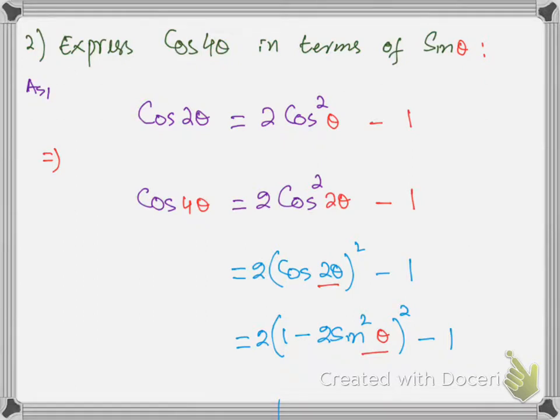Express cos 4 theta in terms of sin theta. Now this is one of the most important examples, because we have to convert cos 4 theta in terms of sin theta. First we will convert cos 4 theta in terms of cos 2 theta. First we will use cos square 2 theta here, and then we will use sin square theta. See, first I use cos 4 theta as 2 cos square 2 theta minus 1. And then I wrote this (cos 2 theta) whole square, and then I use the sine form of cos 2 theta.